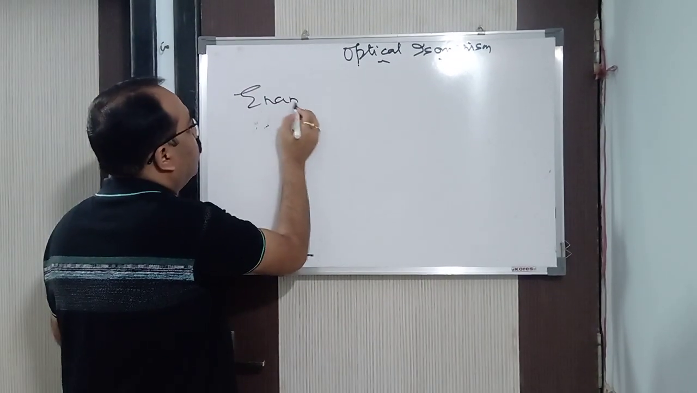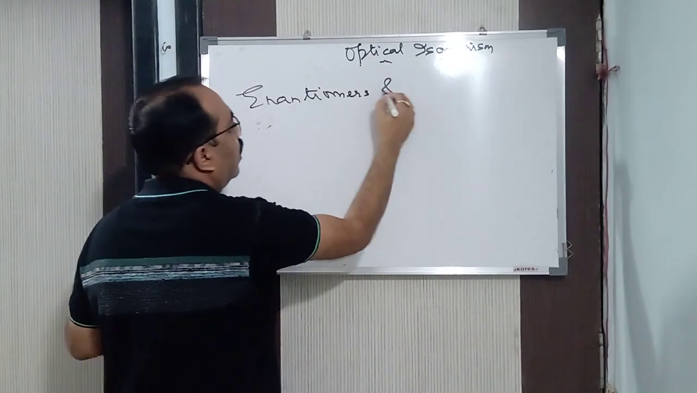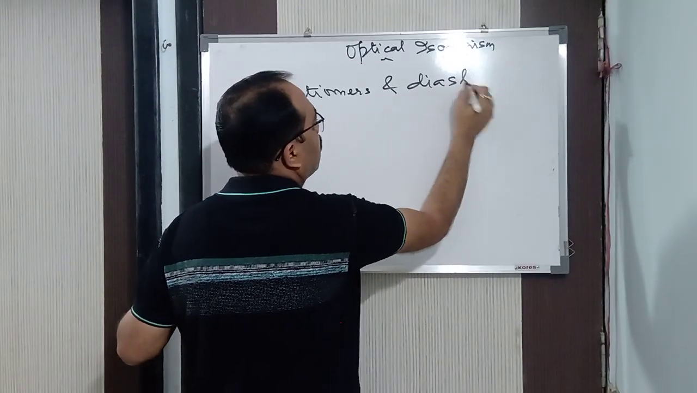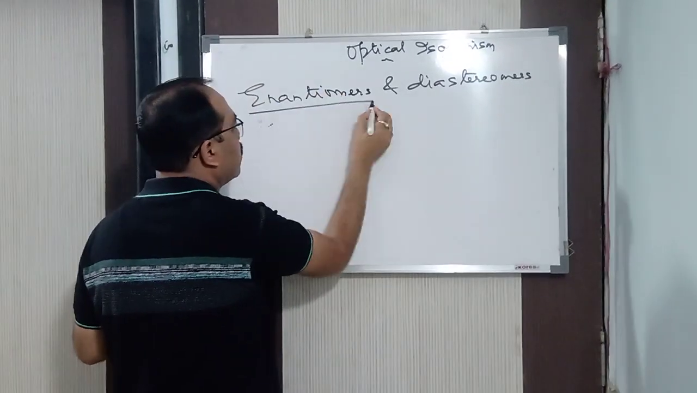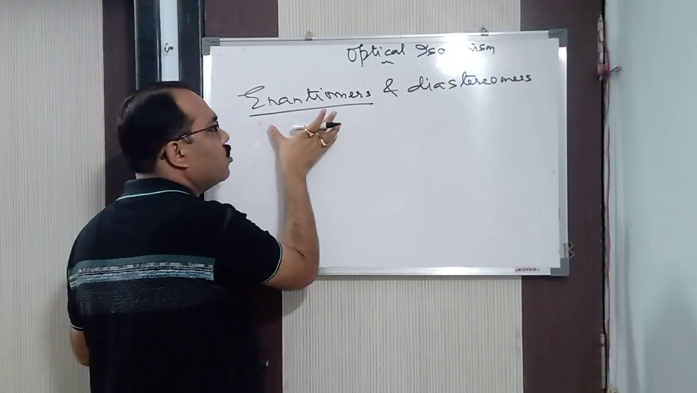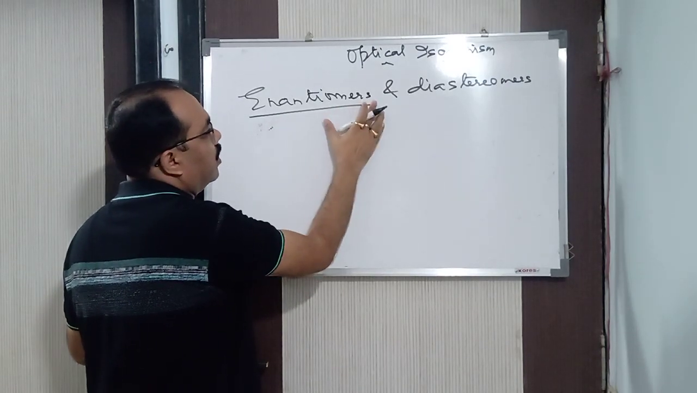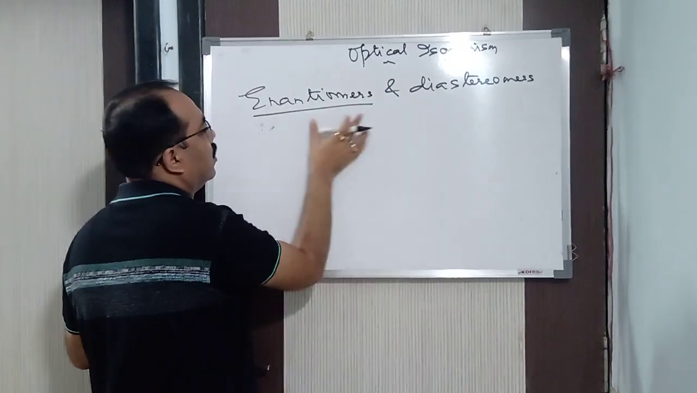What did I say? One is enantiomers and another is diastereomers. Enantiomers means that the mirror image of the compound is not superimposable. Of course, they are not superimposable, and you can see it here.